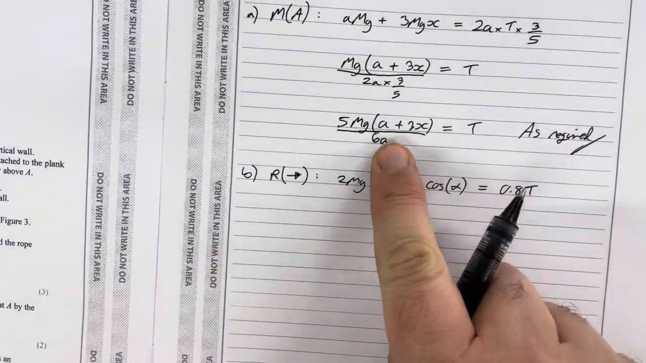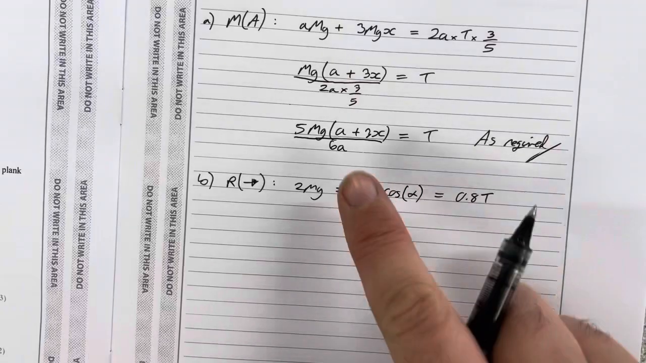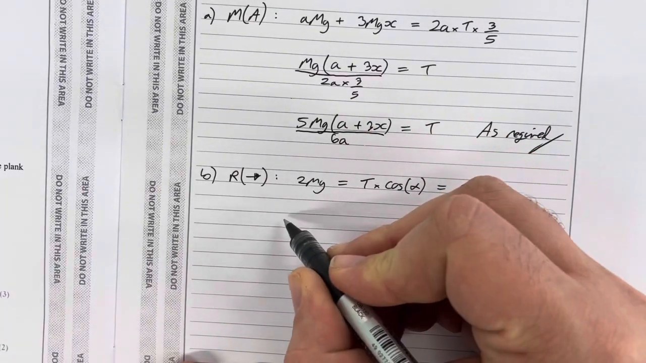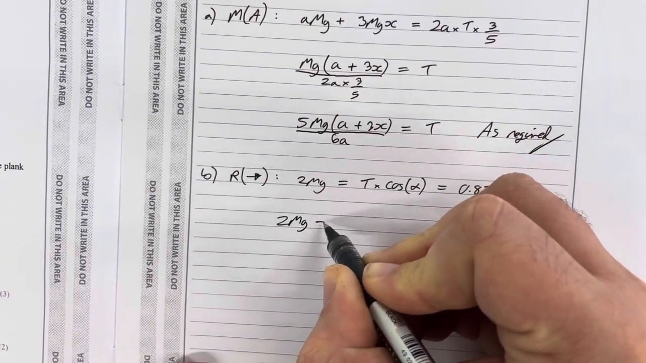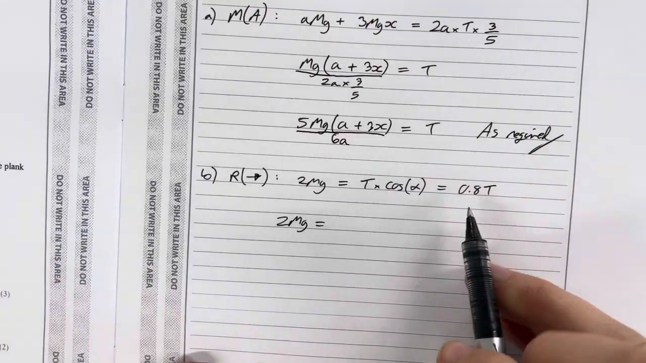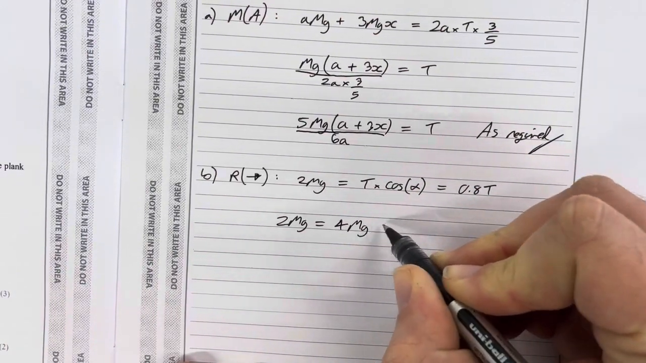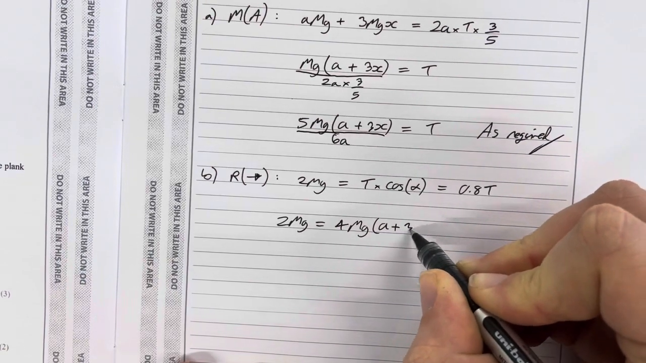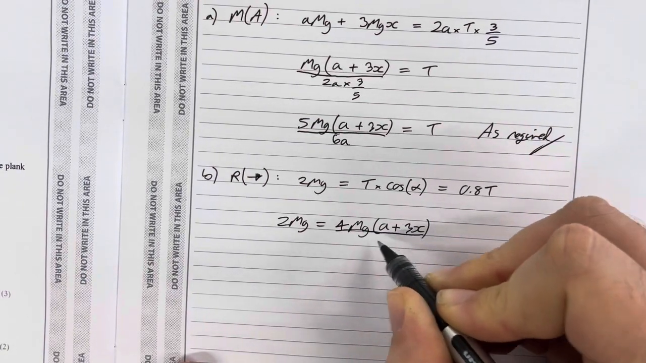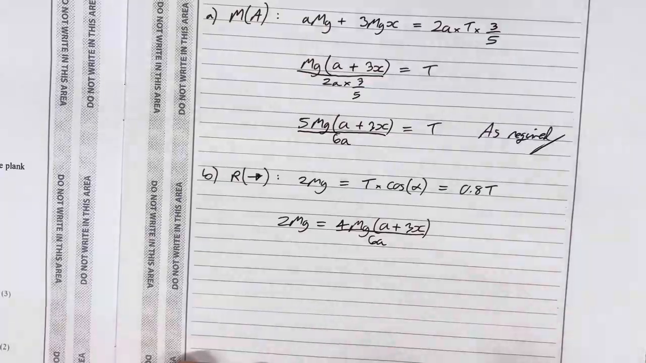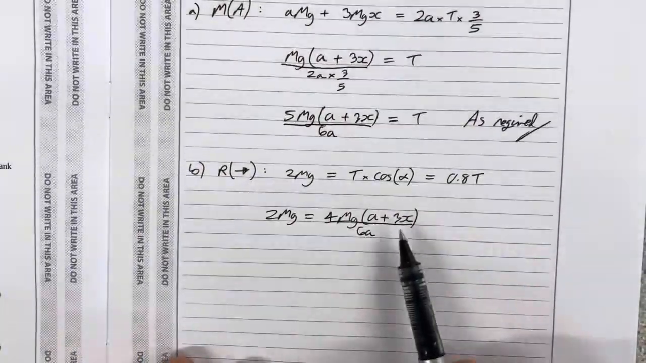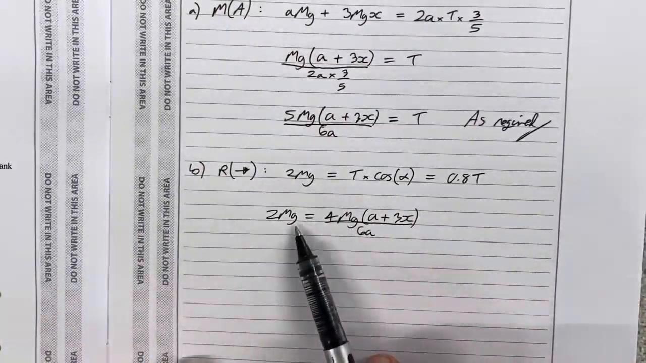Well, I've got t, so I can plug that in. So I get 2 mg is equal to 0.8 times that, which is 4/5. So that 5 is going to change to a 4. So I get 4 mg into a plus 3x divided by 6a. Okay. And now the mg's will cancel.